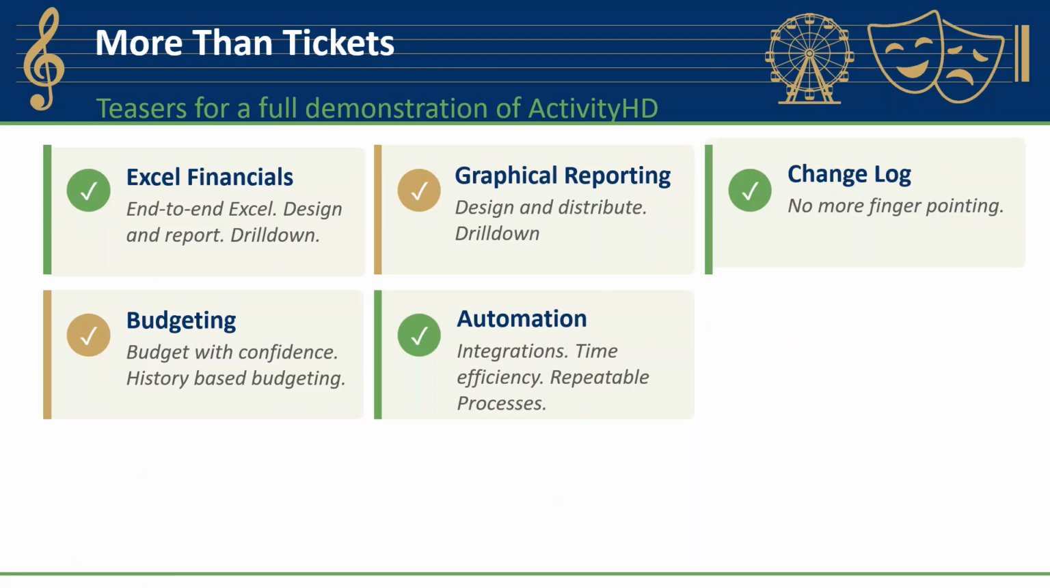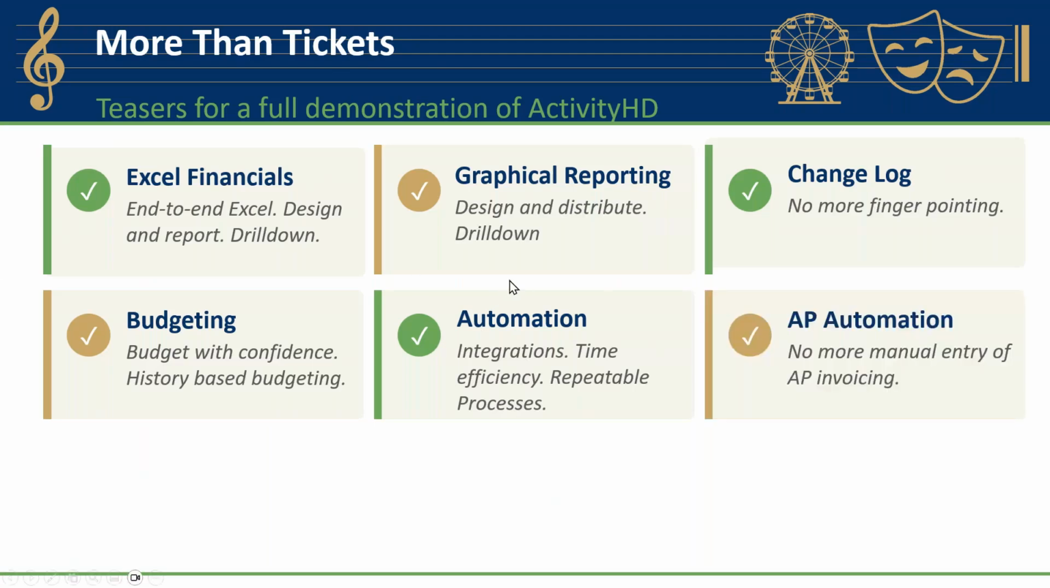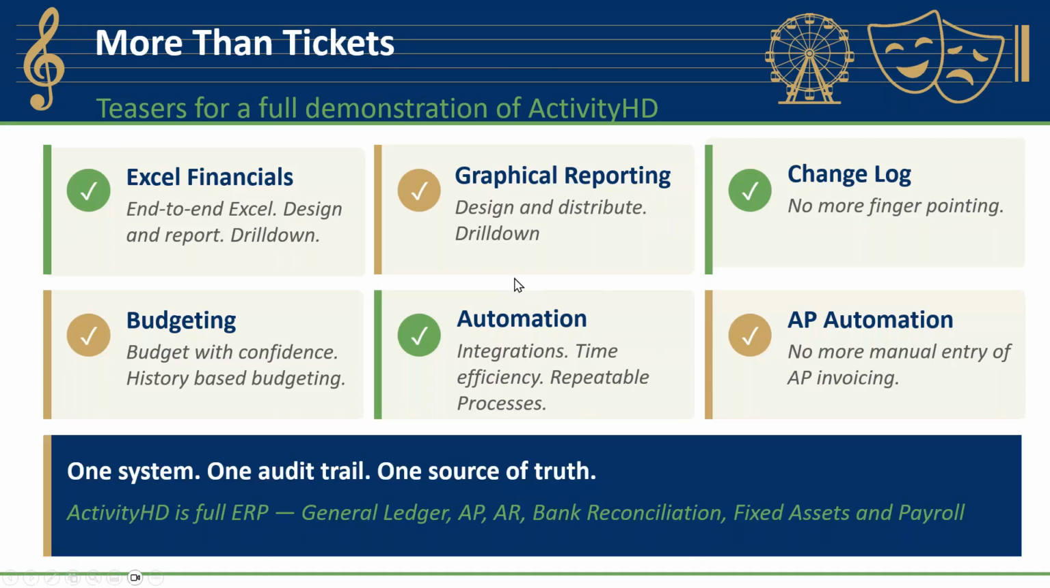We take a file from your bank, we run it through the system, and we say you're in balance or you're not in balance, or here are the exceptions that you need to look at. AP automation. Marvin is going to show you in just a moment. No more manual entry of AP invoices. What if you just scan those and the data winds up in the right place? My goodness, how much time would that save?